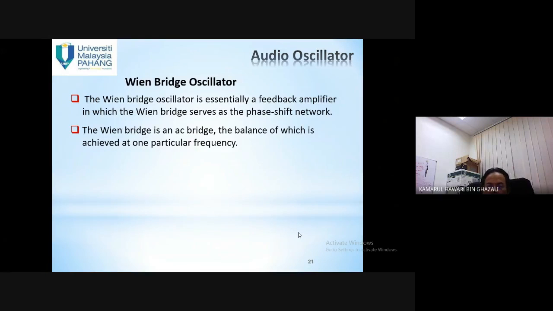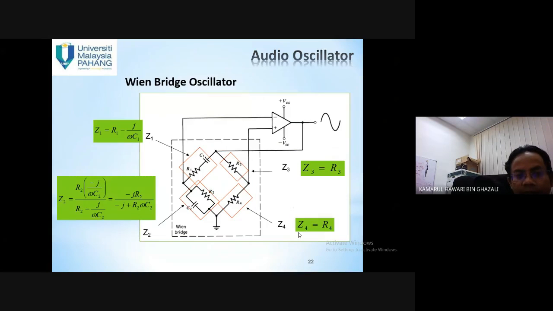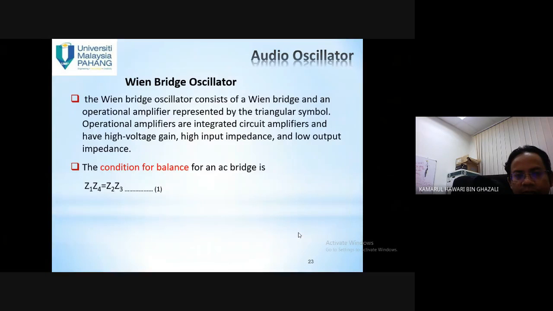So next is the Wien bridge oscillator. The Wien bridge oscillator is essentially a feedback amplifier in which the Wien bridge serves as the phase shift network. The Wien bridge is an AC bridge, the balance of which is achieved at one particular frequency. So this is the circuit of the Wien bridge oscillator together with all the formulas. The Wien bridge oscillator consists of the Wien bridge and an operational amplifier represented by the triangular symbol.